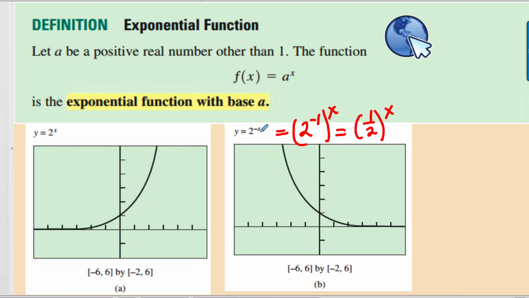So when we see the x changing sign, it means that it's now a decay function. It'll be going in the opposite direction. Changing the sign of the x means that the graph reflects across the y-axis.